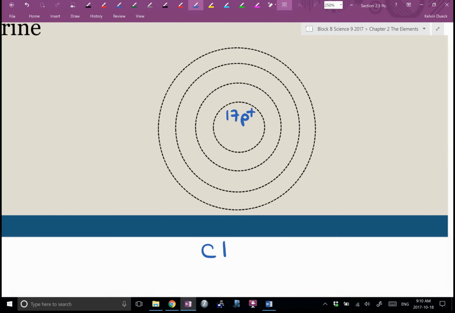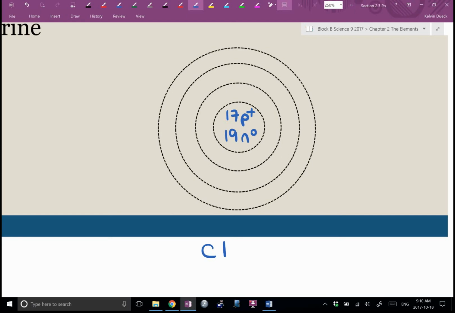I heard 19, I heard 15. Someone's right, someone's wrong. What's its mass? 36. So 36 take away 17, 19. And again, if you're not comfortable doing two-digit math in your head, get a calculator. 19 neutrons. What row is it in? Third row. So 3 shells, and the last one is going to be not full.